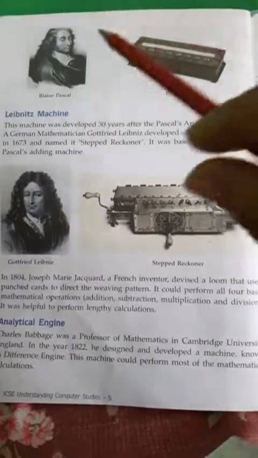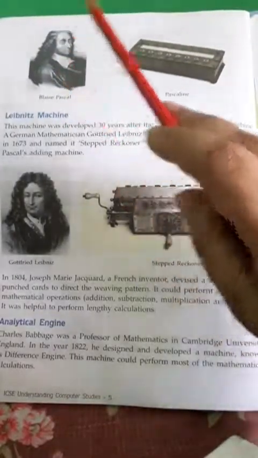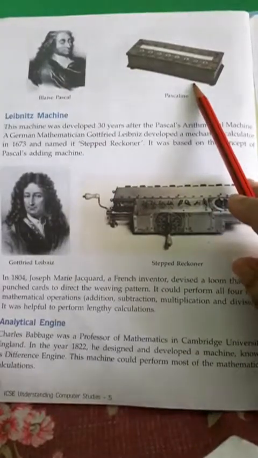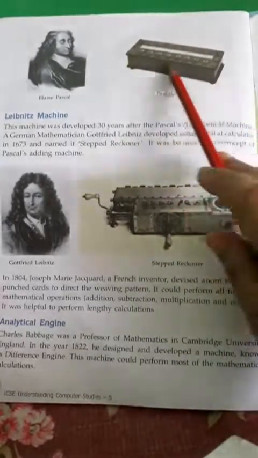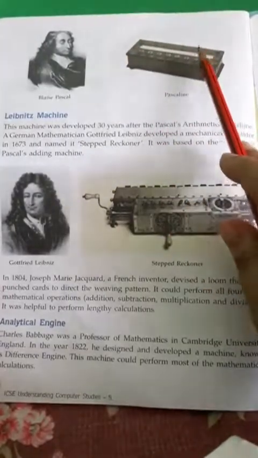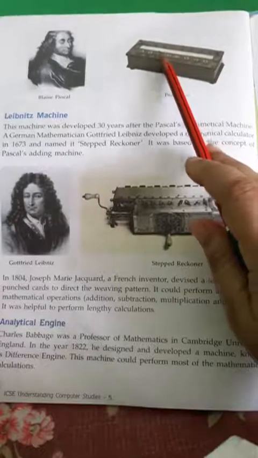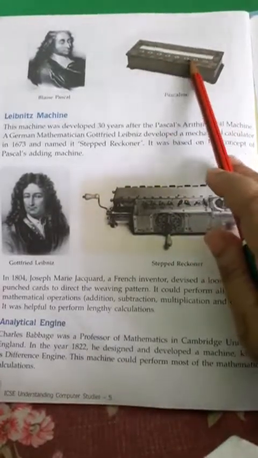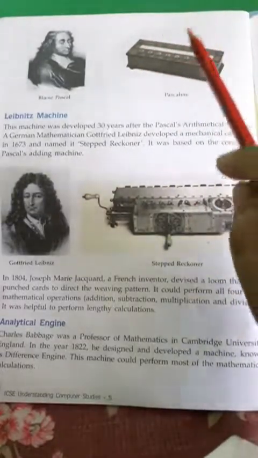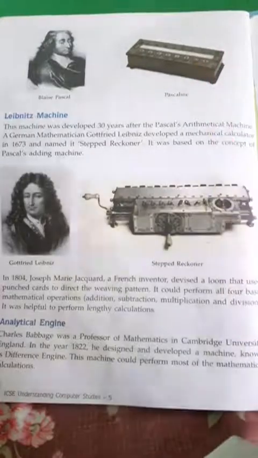Now children, in 1642, Blaise Pascal, a French mathematician, invented an adding machine called Pascaline. It consisted of a rectangular box with boxes and dials. Each dial had numbers from 0 to 9. Numbers were entered by rotating the dials. This calculator could only do addition and subtraction.